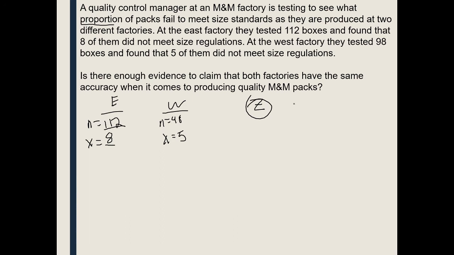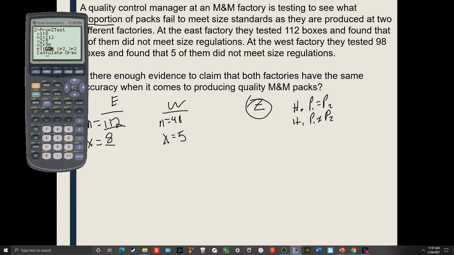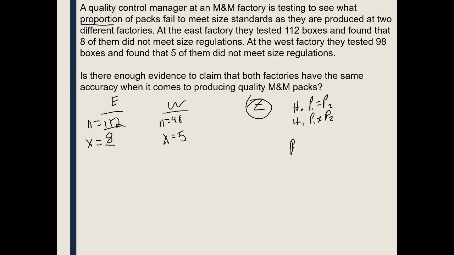We should probably write our hypotheses here. So my H0, once again, is that the p's are equal. My H1 is that they're not equal, because I want to see if they have the same quality in each factory. So we want to test to see if they're not equal or equal. We get a p-value of 0.5403. So we'll say 0.54. So my p-value here is 0.54.